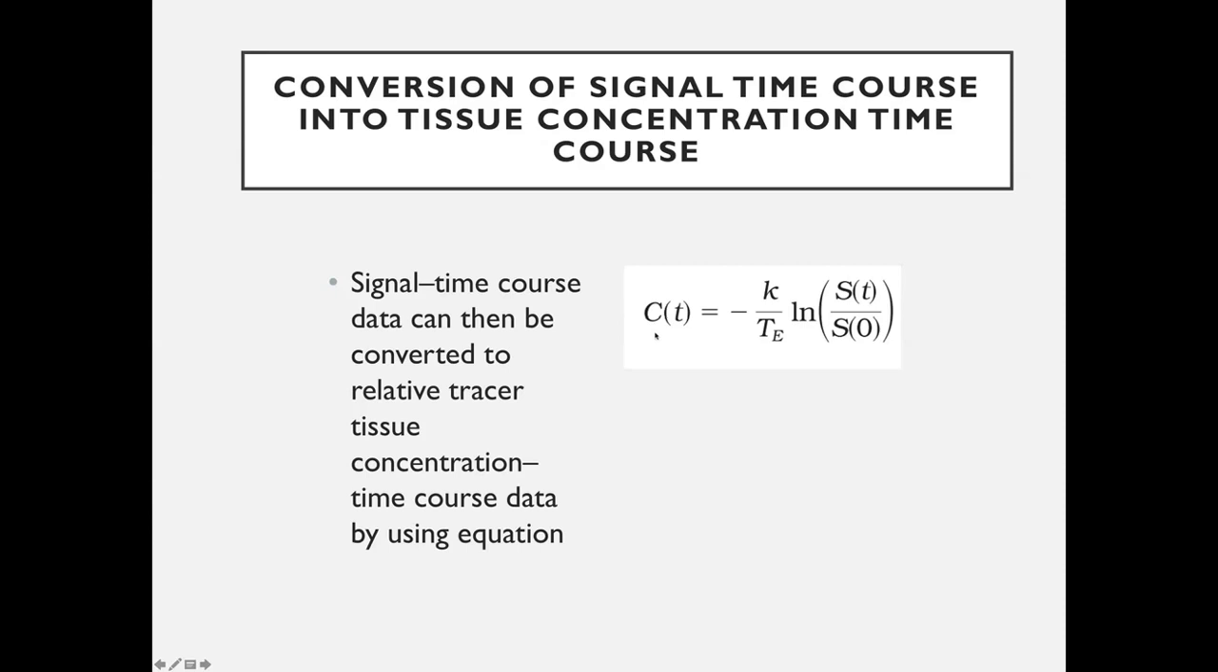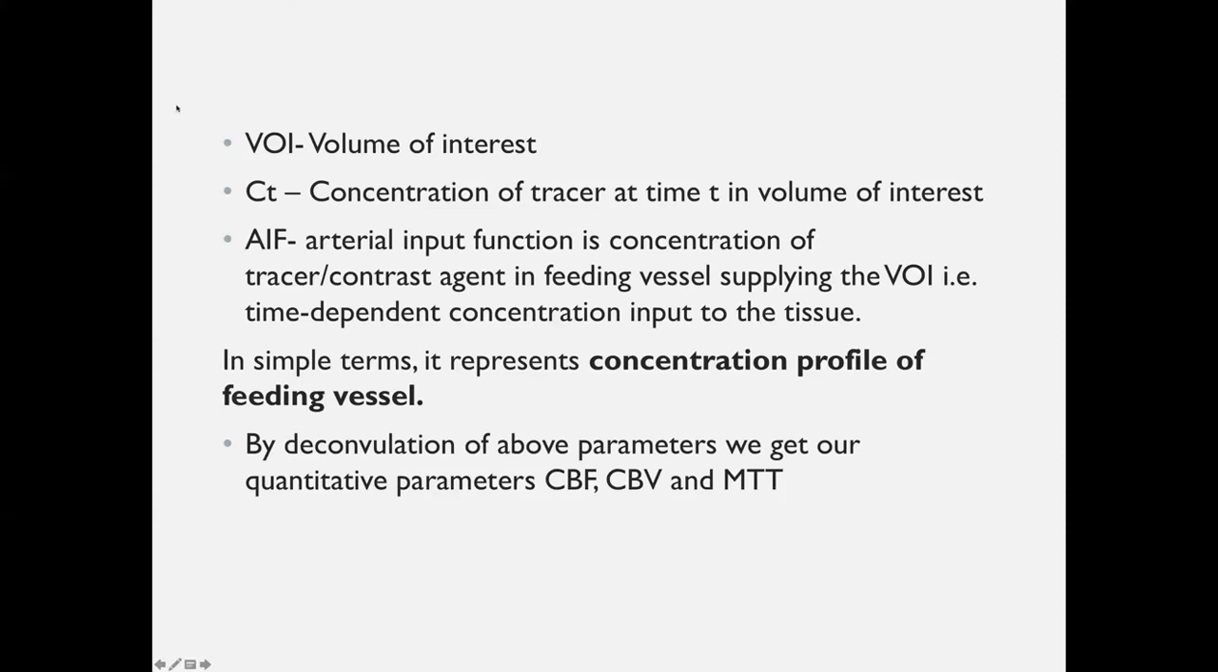This parameter is required. So we have got CT, the concentration at a given time in that volume of interest, from signal intensity change. So signal time course data can be converted to tracer tissue concentration. The concentration of that contrast in that volume of interest we are obtaining indirectly from the degree of signal intensity change. That is the only purpose of this slide. Before going ahead, we should know volume of interest and region of interest are the same thing. CT is the concentration of tracer at time t in the volume of interest, which we have just obtained from the last equation.